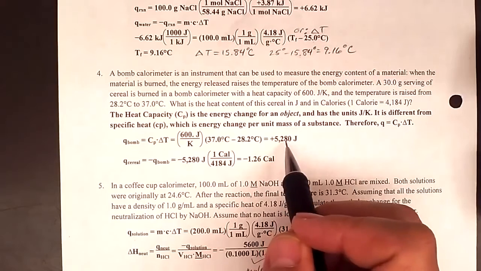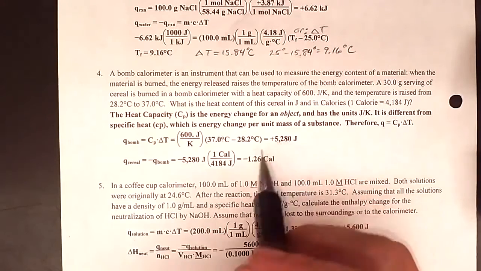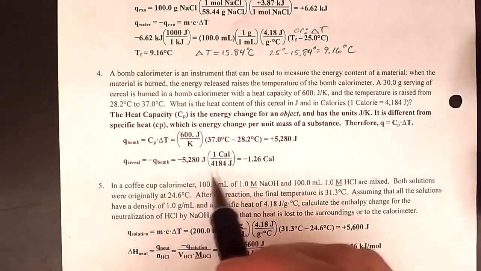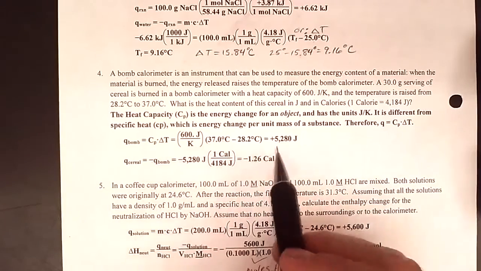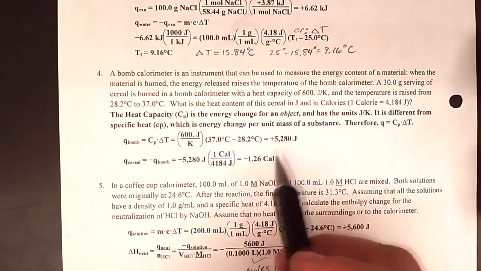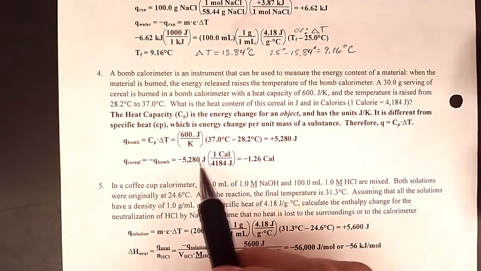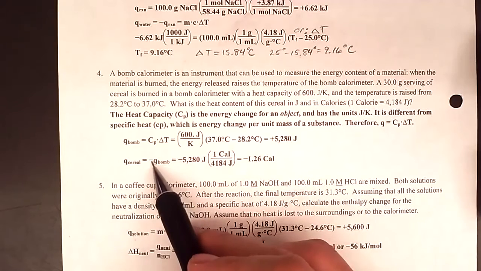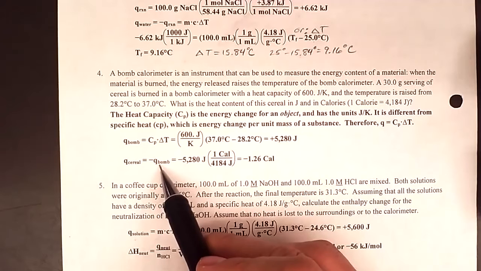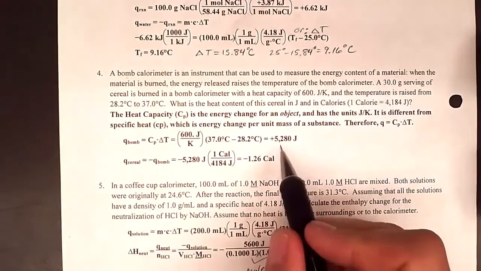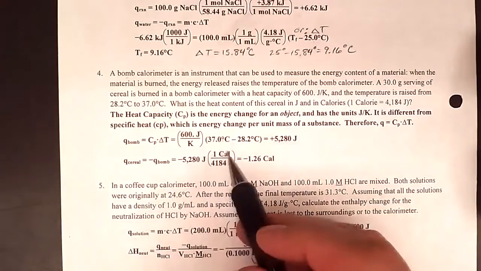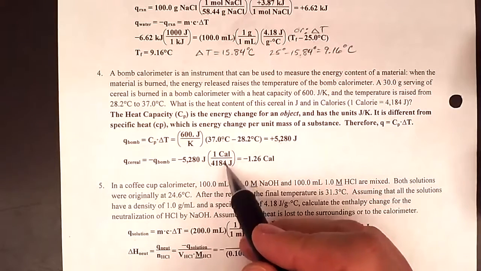So what is the rating for the cereal? Well, we know that energy came out of the cereal, right? It is the negative of whatever we got here. If this is a positive, it's because the cereal supplied it. That means that the cereal is a negative value. Energy left the process of the burning of the cereal. The cereal atoms now have less energy than when they started. They have a negative change. So we're going to borrow this number, turn it negative, and then convert it to calories.